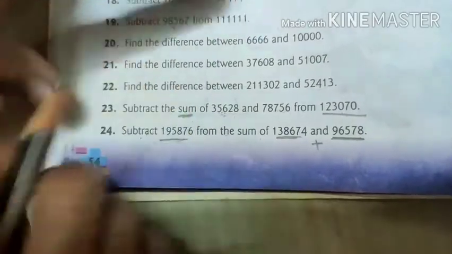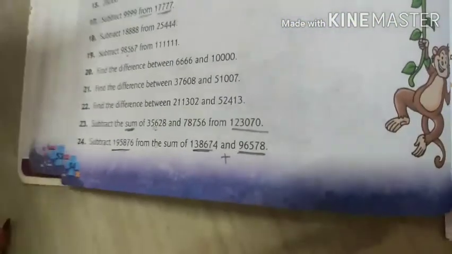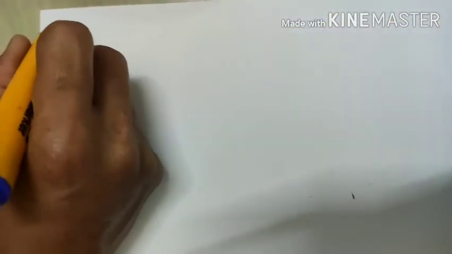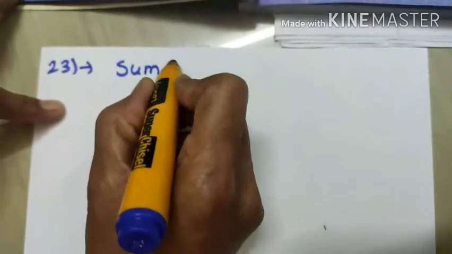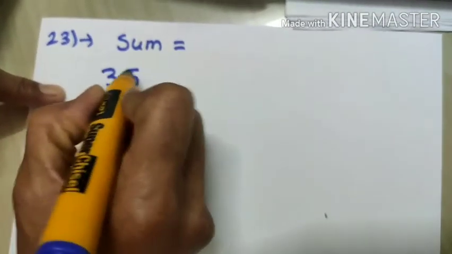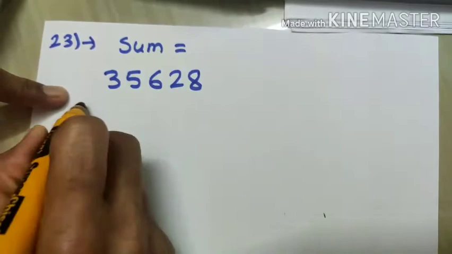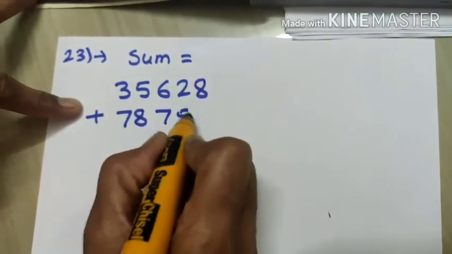Both the questions are the same, only the arrangement of numbers is different. Okay, I am solving 23 question. Pay attention. See here 23 question. Answer. First I am doing the sum of those two numbers. So sum is equal to, arrangement of numbers, 35,628 plus 78,756.